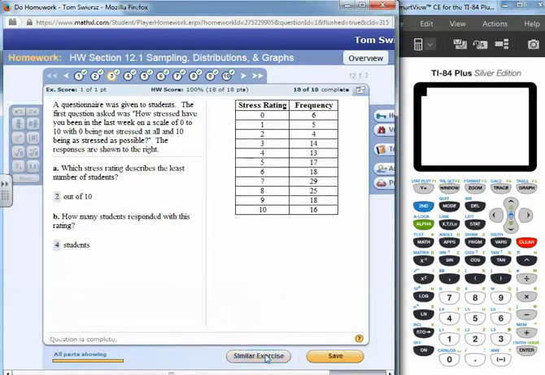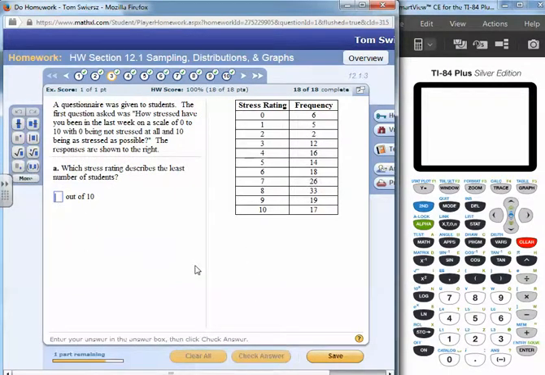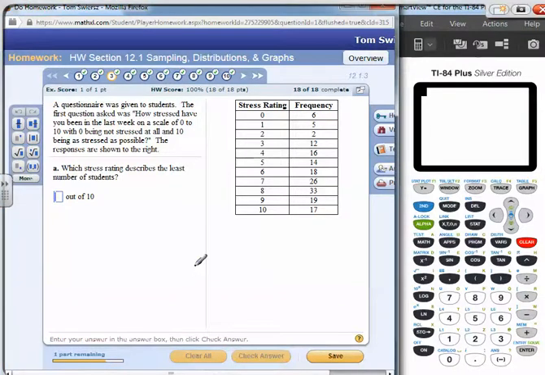Question number 3. A questionnaire was given to students. The first question asked, how stressed have you been in the last week on a scale of 0 to 10, with 0 being not stressed at all and 10 being as stressed as possible. The responses are shown to the right. Which stress rating describes the least number of students?